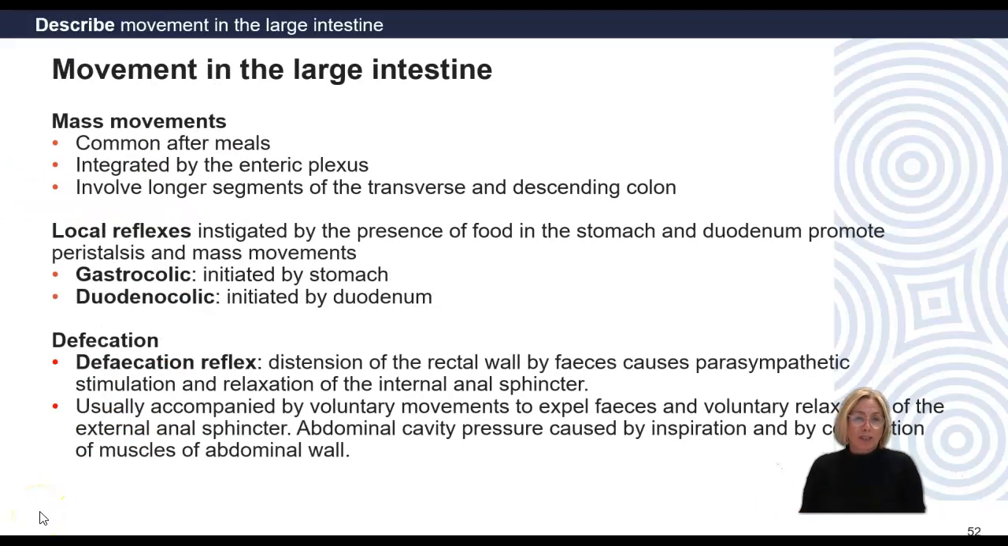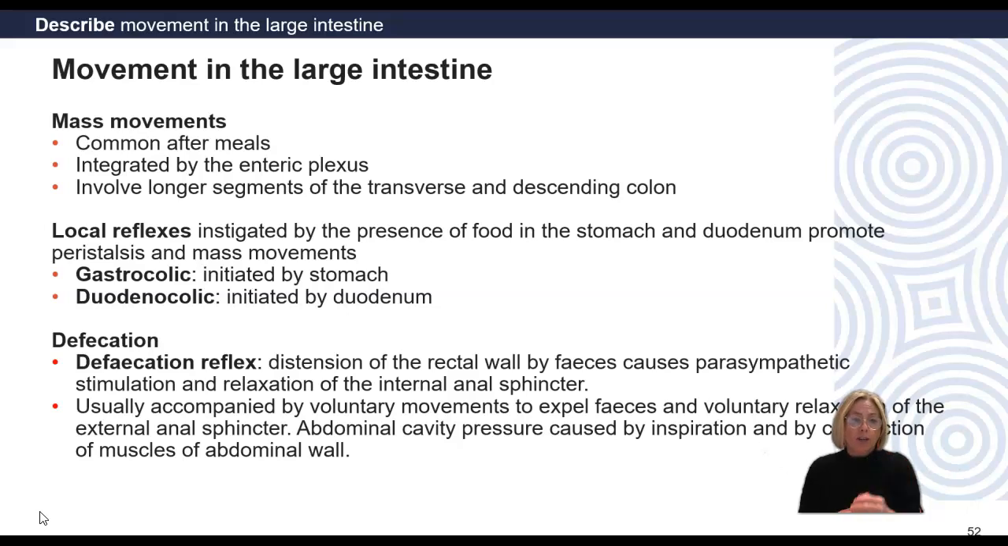And finally, movement in the large intestine. So mass movements are not as regular as peristaltic movements, but occur over much greater areas. They're common after meals. They're integrated by the locally acting enteric plexus. They involve longer segments of the transverse and descending colon. We have local reflexes that are instigated by the presence of food in the stomach and in the duodenum that promote peristalsis and mass movements.